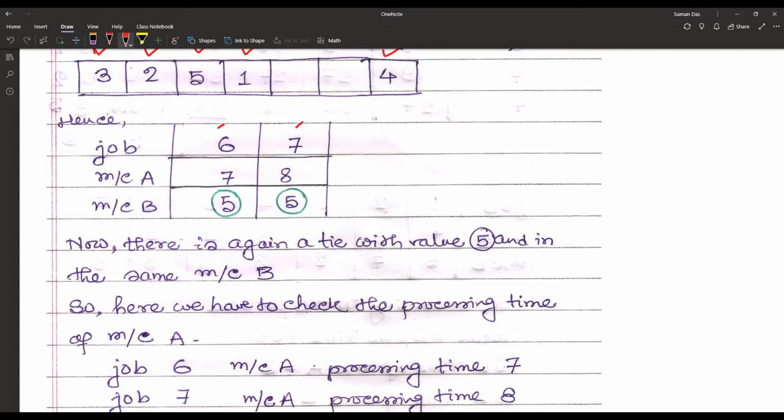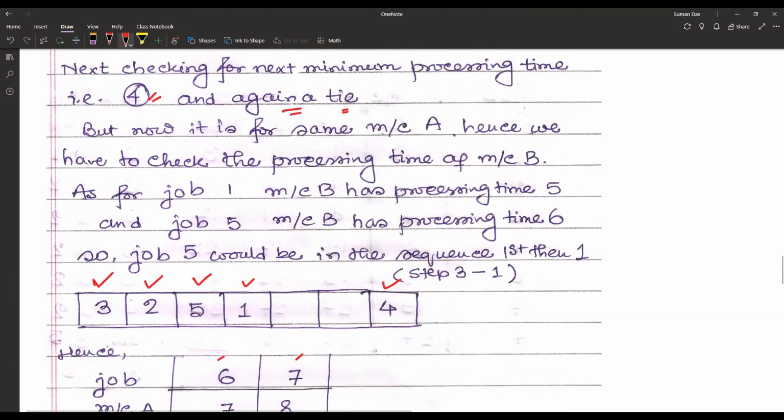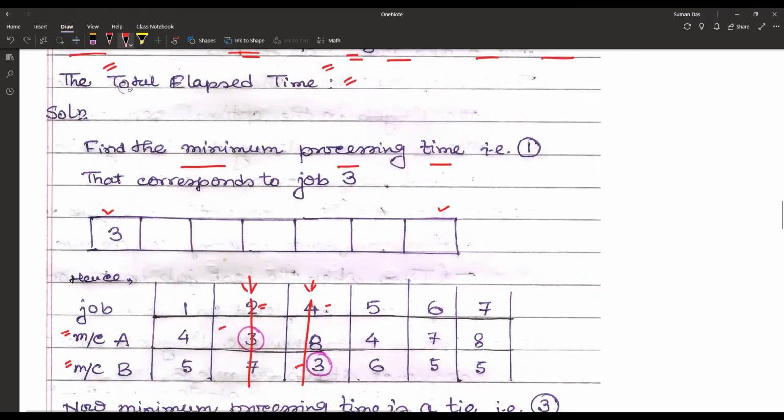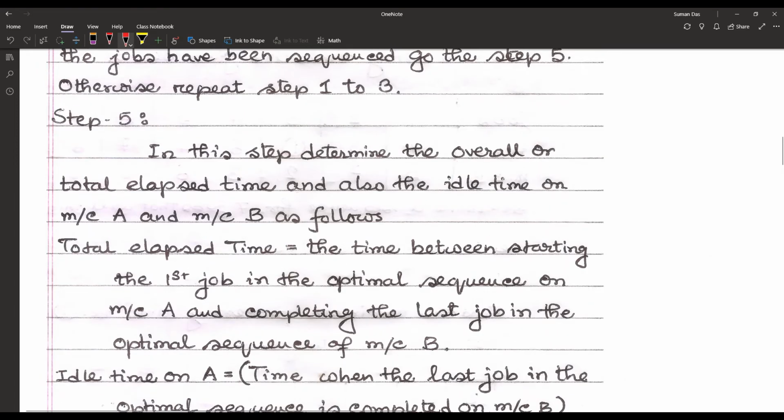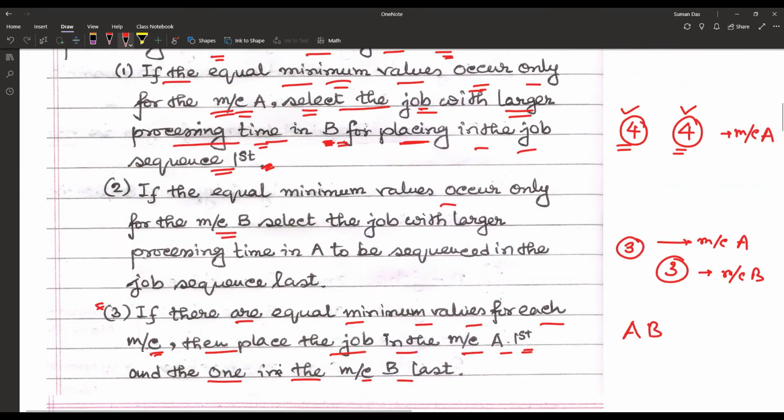Now we have already found the minimum processing time, that is 5, and that is also for machine B. So what happens? That is our step 3 and part 2. Let's check what it says. It says if the equal minimum values occur only for machine B, that is our case now, select the job with larger processing time in A.